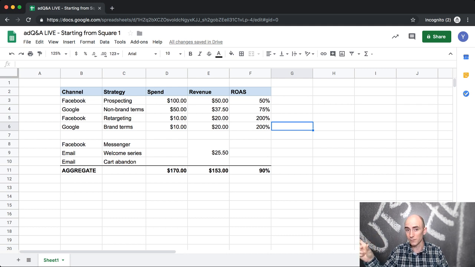Now with brand terms though, people are looking for a specific thing. So yeah, conceivably they could be trying to learn more about your business, but realistically, brand terms tend to be higher performers like retargeting, because people are looking for your specific thing with the intent to buy, or at least to research prices further and so forth.